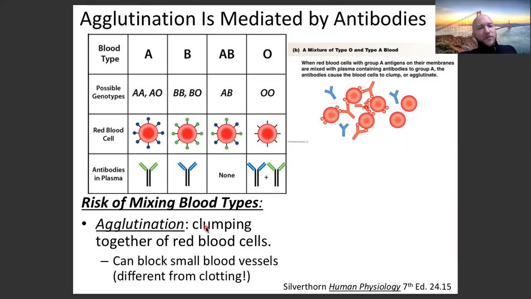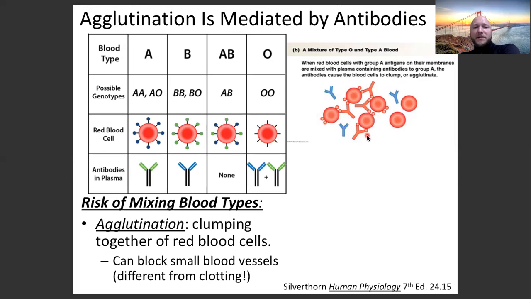So agglutination is what can happen if you put the wrong type of blood into a patient. If you put B blood into somebody who has A blood naturally, they already have B antibodies, and those B antibodies will bind onto the B blood that you infused into them, and they'll clump together. If you put A blood into somebody who has B blood, the A antibodies will bind onto the A antigens on their cell surface and lead to agglutination.